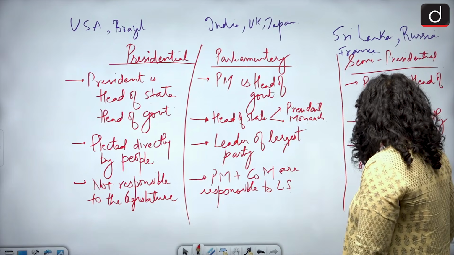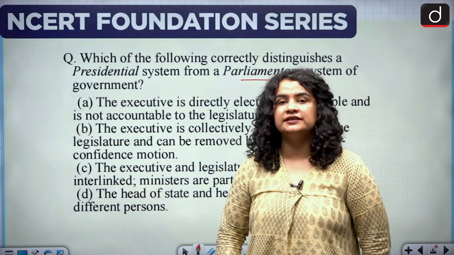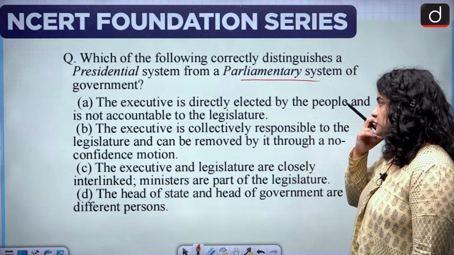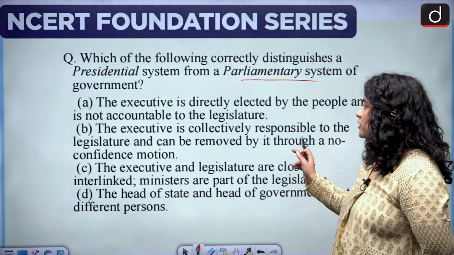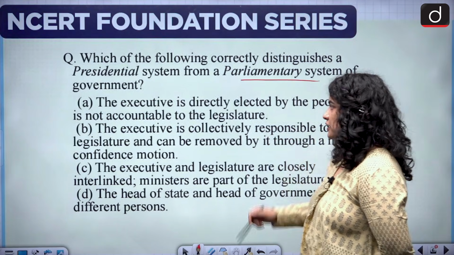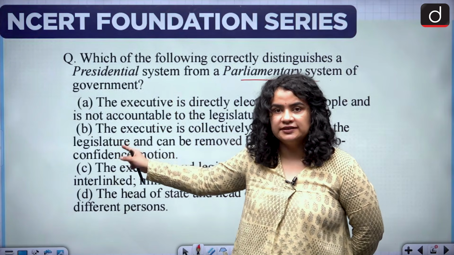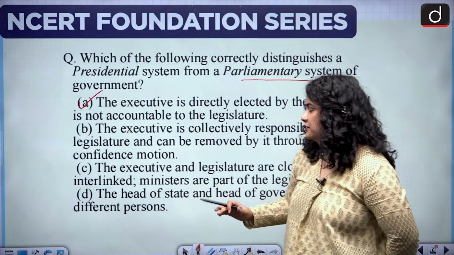So based on this information, let's try and attempt what differentiates a presidential system from a parliamentary one. Option A says the executive is directly elected by the people and is not accountable to the legislature. When we were discussing the presidential form of government, this is indeed what we discussed, and hence this is the correct answer.